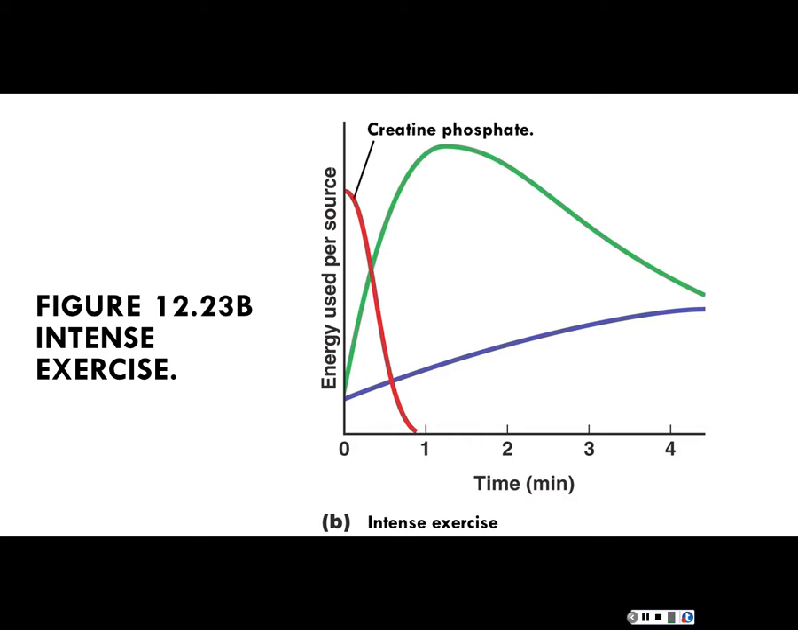Glycolysis. Okay, so you'll still see that first source of creatine phosphate. But during intense exercise, the bulk of your ATP transfer is going to come from glycolysis. Oxidative phosphorylation will be working, but not maximally, because your blood flow is decreased because you're squeezing on the blood vessels in that muscle organ.